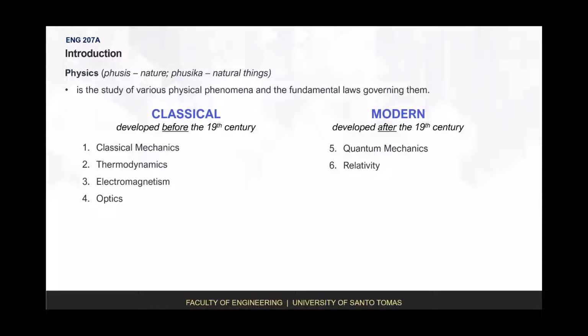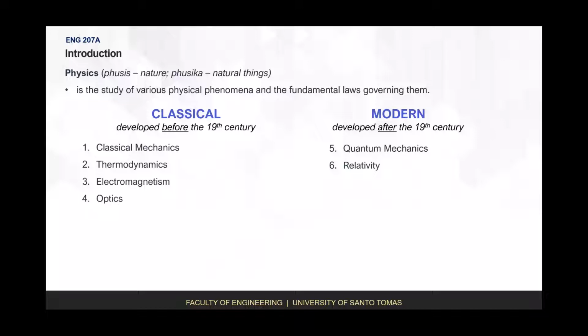So you're going from the microscopic to the macroscopic, and it's divided into 6 or 7 areas, depending on which book you're reading. But I'd stick with the 6, and it's divided into classical or modern. Classical physics, or the humble classical mechanics, are those developed before the 19th century. Those developed after are your modern physics, like quantum mechanics and relativity.